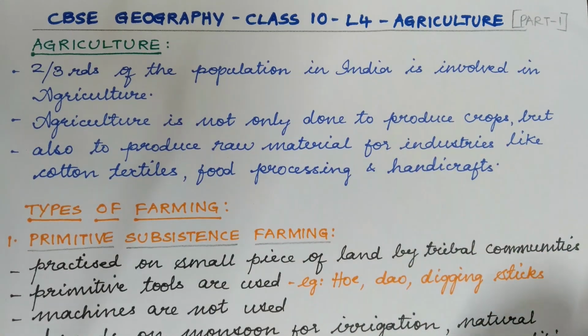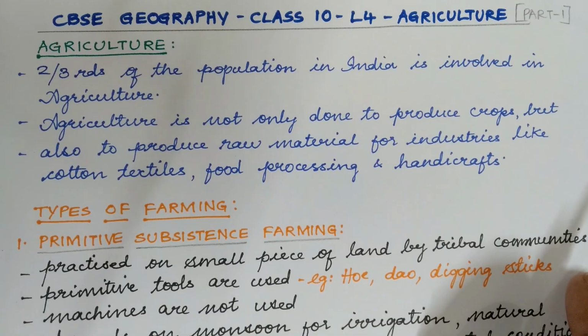Now there are different types of farming. Now what types of farming are used in India? We have three different types of farming that are used by our farmers. Now the first one is primitive subsistence farming.